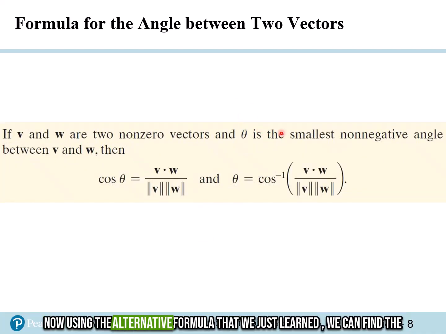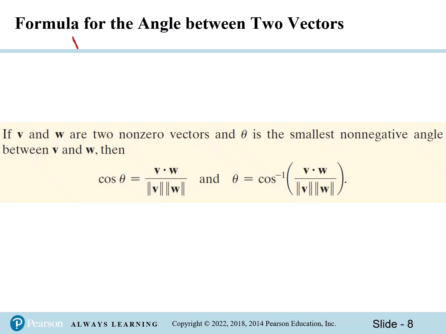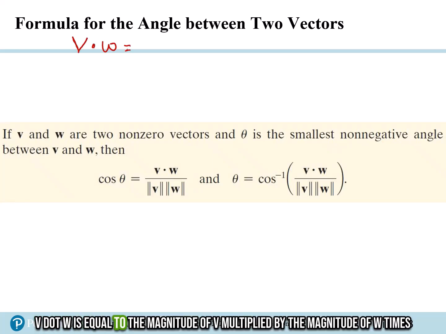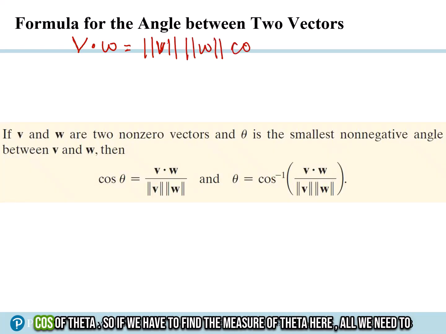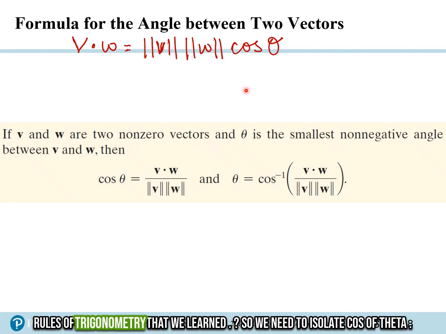Now, using the alternative formula that we just learned, we can find the angle between two vectors. What was the alternative formula again? It was v dot w is equal to the magnitude of v multiplied by the magnitude of w times cos of theta. So if we have to find the measure of theta here, all we need to do is solve this equation for cos of theta and then find theta using the rules of trigonometry that we learned.